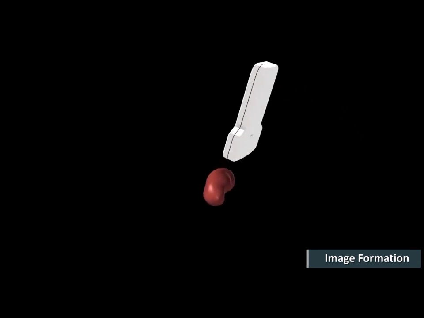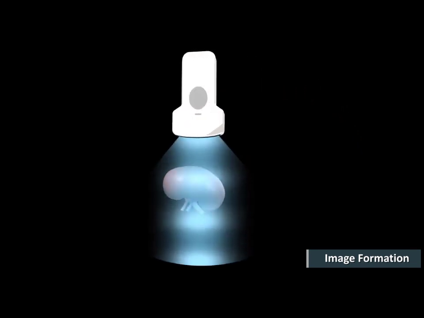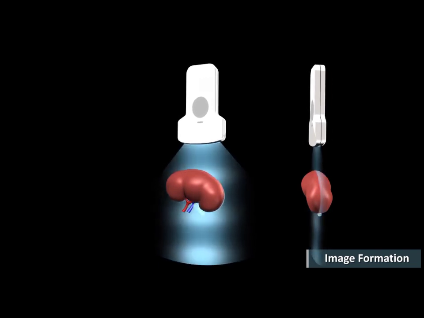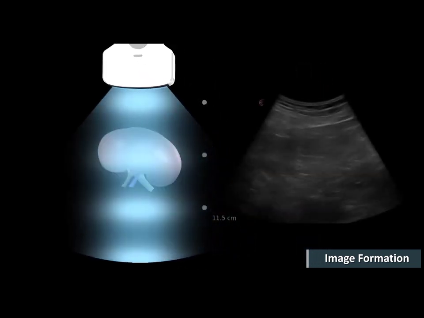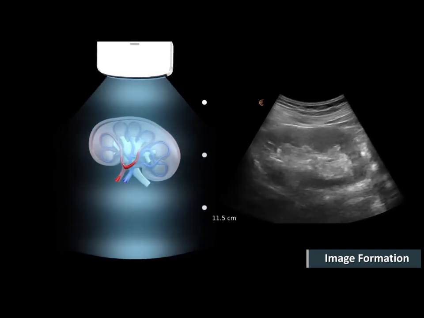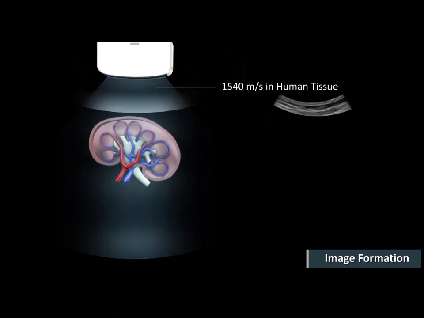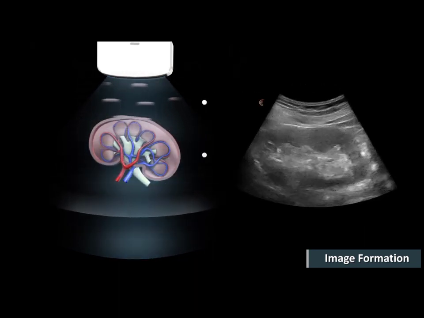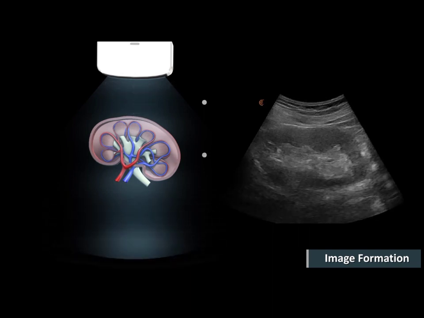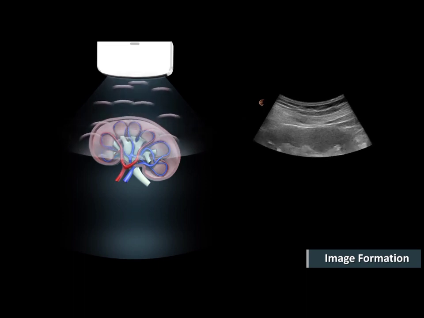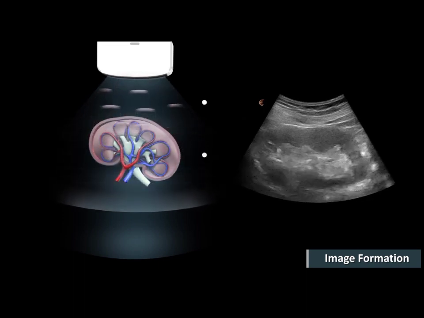To produce images, an electric current is applied to the elements in the transducer. This generates a transmitted pulse, or a sound wave, propagating through the patient. The sound travels rapidly through human tissue at approximately 1,540 meters per second. As the sound wave reaches internal structures, reflected waves are sent back to the transducer surface. The waves are processed to generate black and white images.